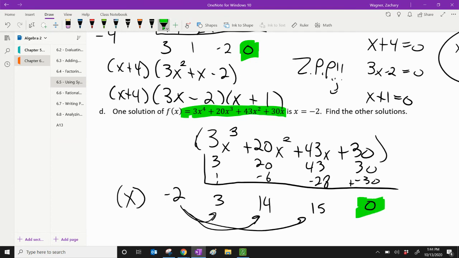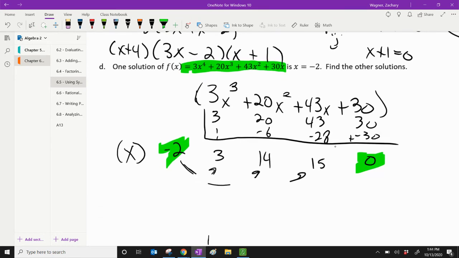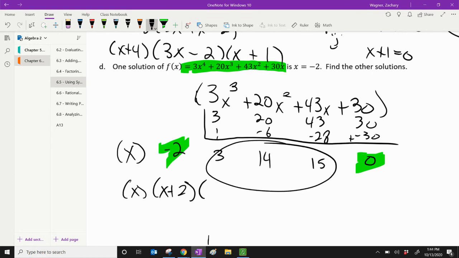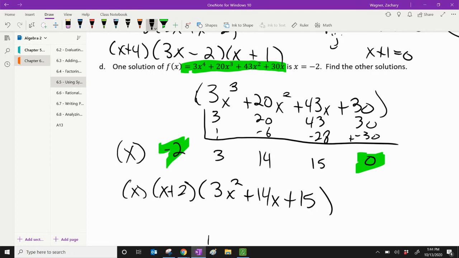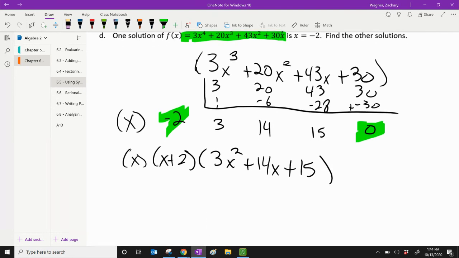Ding, ding, ding. That's once again proof that negative 2 is a zero, which means my factor is going to be x plus 2, which means in factored form, there's my x from right here. There's my x plus 2. And this we can break down into 3x squared plus 14x plus 15. Pretty awesome. We're almost done. I'm going to factor that last term again and then solve all three.